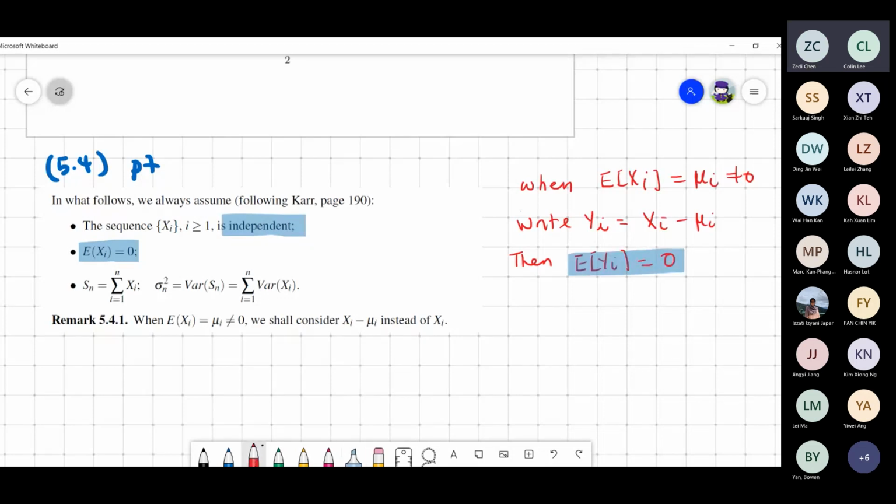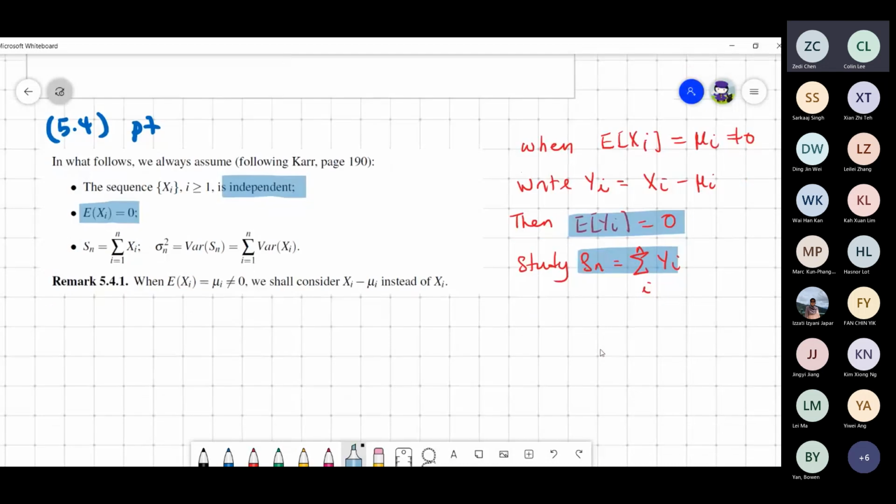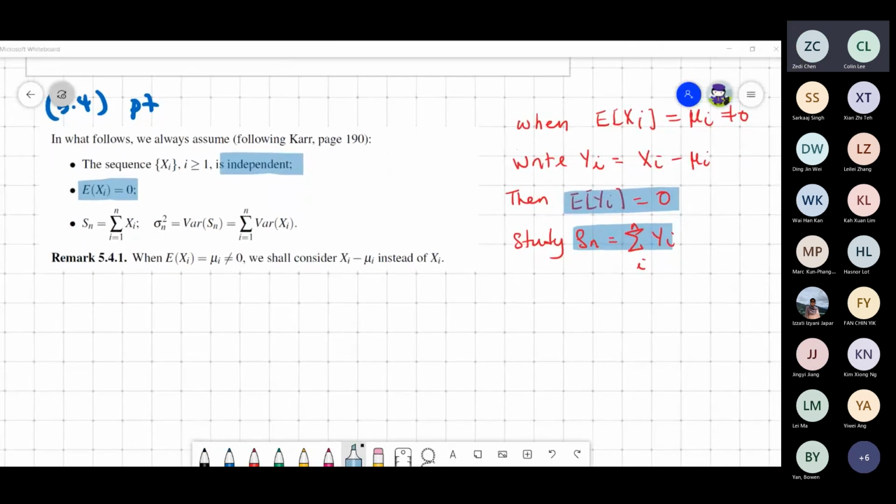Okay, and then we do the analysis, we study Sn that is equal to summing yi instead of xi. Then we just apply our result, our theorem, to yi instead of xi. Right? So that is the idea. Since we can always do such a conversion, we can express our formula in a relatively easier form. That is, the mean of all random variables xi will be equal to 0. So we always make such assumptions.